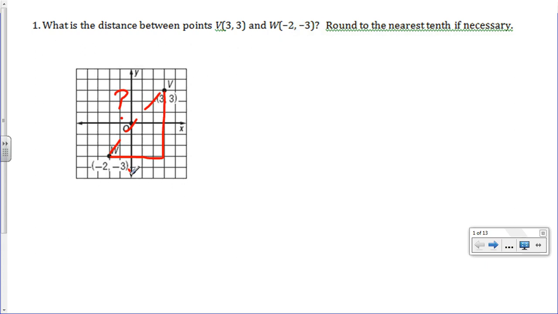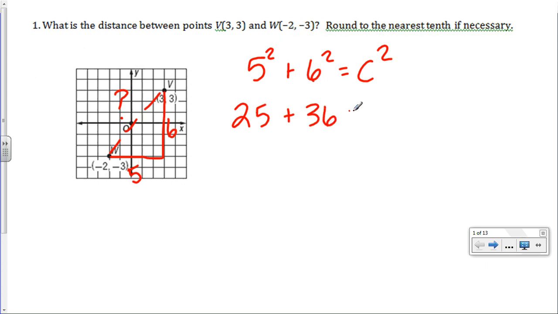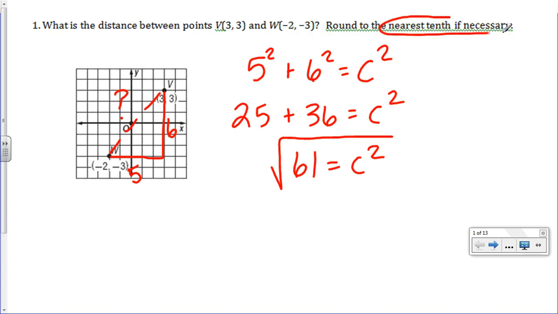1, 2, 3, 4, 5. 1, 2, 3, 4, 5, 6. So that 5 and 6, those are your legs. So I would do 5 squared plus 6 squared equals c squared, which is 25 plus 36. I would add because I'm finding a hypotenuse. So I get 61, then I'll take the square root. And in my calculator, because I get this big decimal, my instructions say to round to the nearest tenth. So the nearest tenth spot would be that.